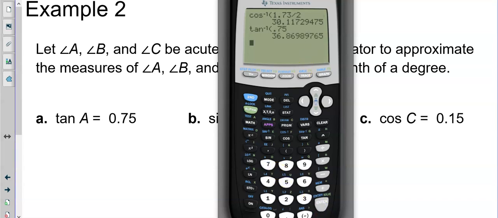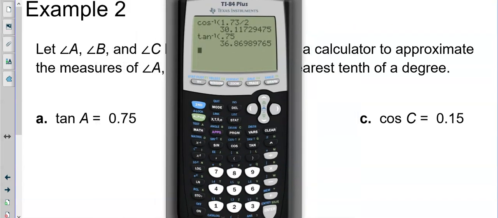And it says round to the nearest tenth of a degree. So 6 makes this 9, so 36.9 degrees.